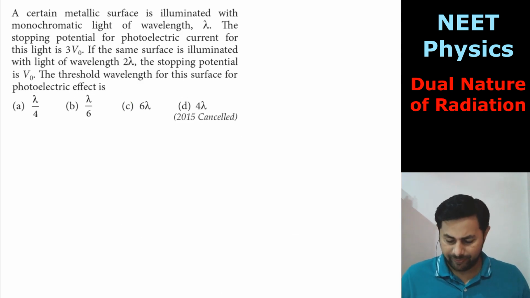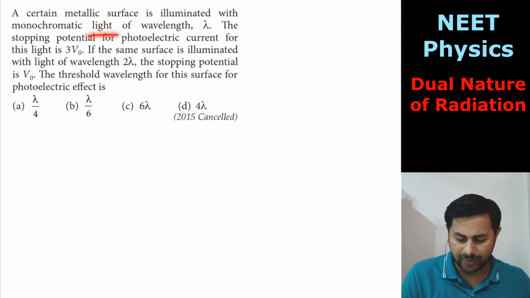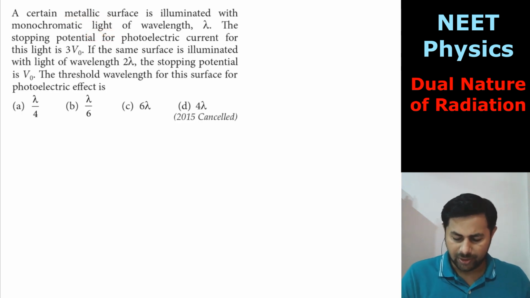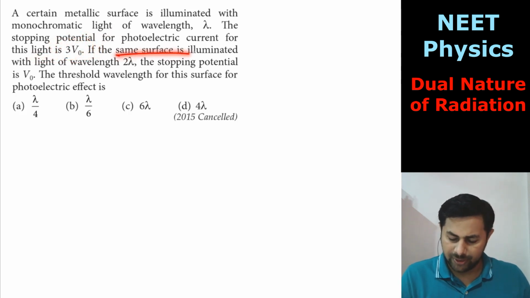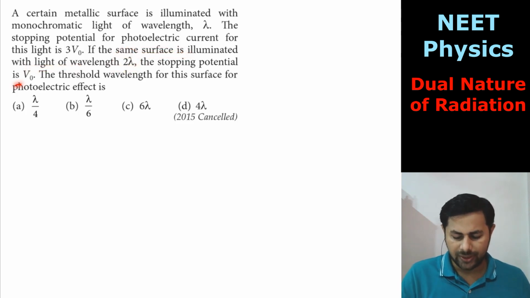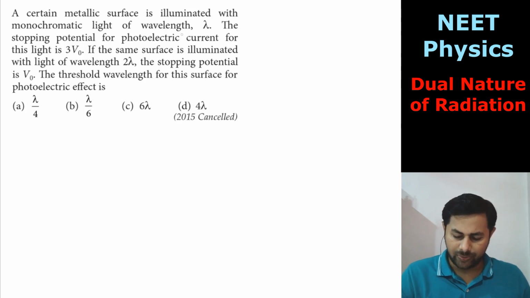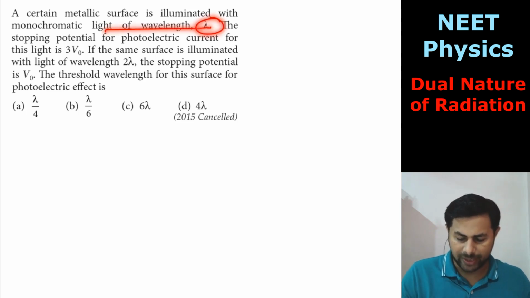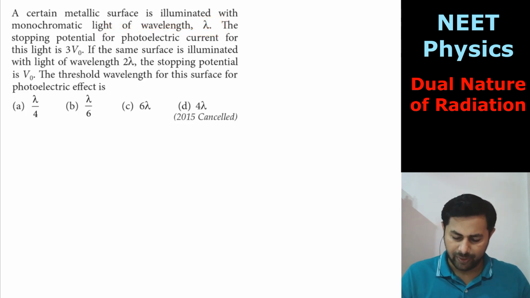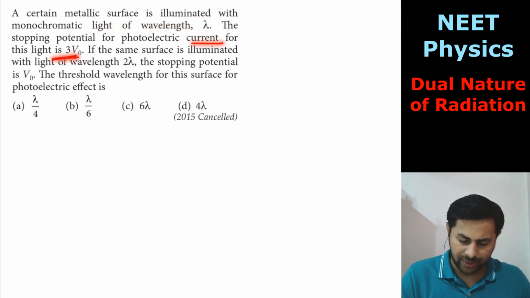Okay, so again a simple problem. Let's see the next one. A certain metallic surface is illuminated with monochromatic light of wavelength lambda. The stopping potential for the photoelectric current for this light is 3V0. If the same surface is illuminated with wavelength 2 lambda, the stopping potential is V0. The threshold wavelength for this surface for photoelectric effect is. Okay, so first it is illuminated with the monochromatic light of wavelength lambda. Stopping potential is given to be 3V0.